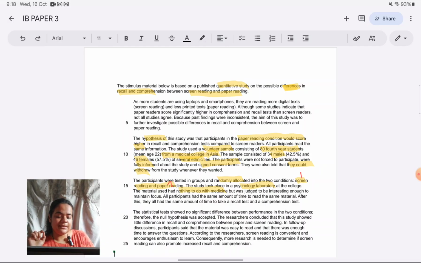All participants had the same amount of time to read the same material. One feature of true experiments is standardization. So, when they say something is the same or consistent for everybody, that covers a feature of true experiments. After this, they all had the same amount of time to take a recall test and a comprehension test. Here we see operationalization of the dependent variable, how their comprehension and memory is tested through recall and comprehension tests.